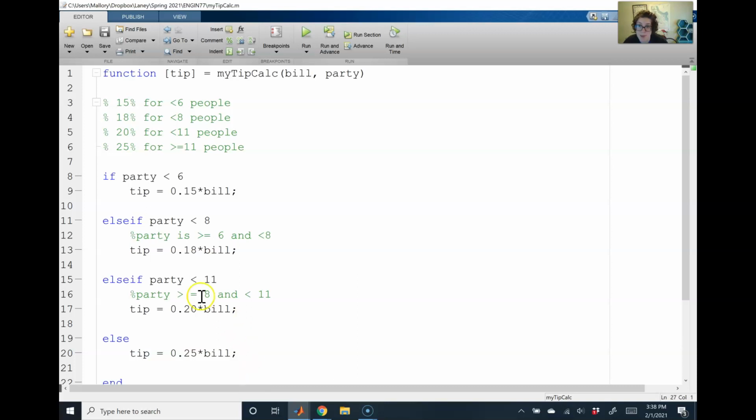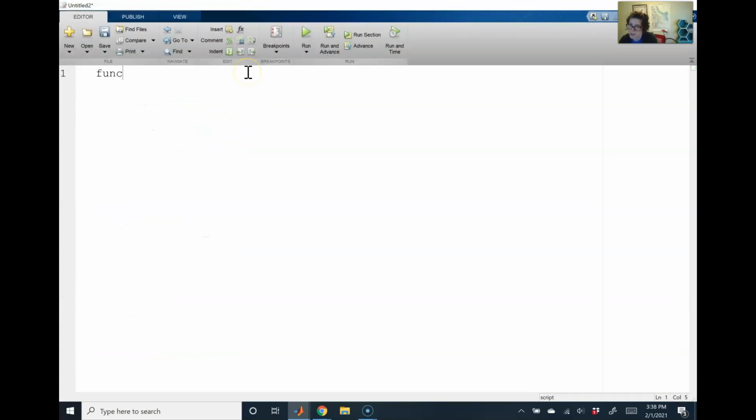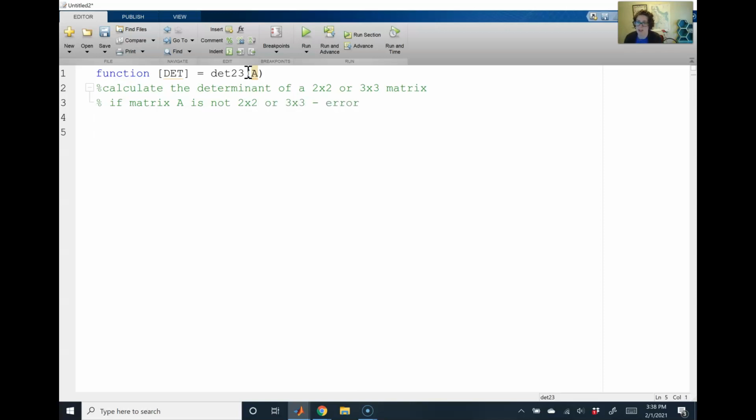Okay, let's go through another example. So I'm going to start a new script. For this one, I'm going to call function, let's do capital DT. So we're back to our determinant, 2, 3 of A. So this function, we're going to calculate the determinant of a 2 by 2 or 3 by 3 matrix. If matrix A is not 2 by 2 or 3 by 3, there should be an error.